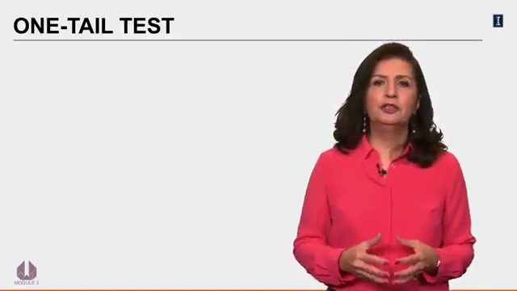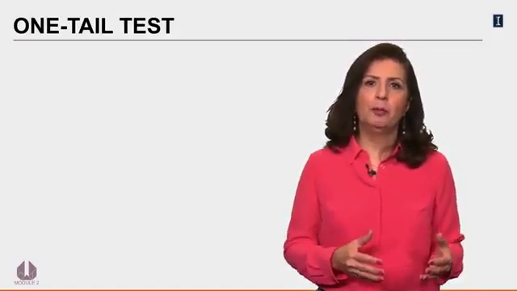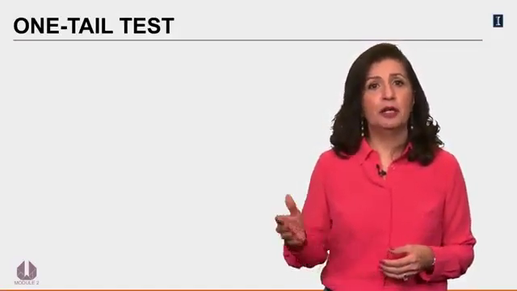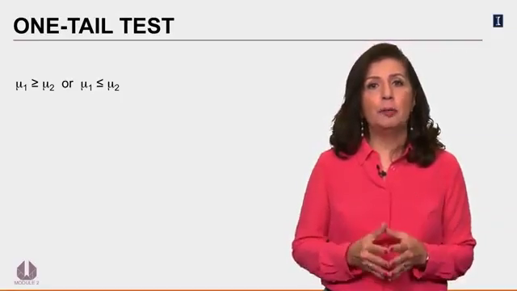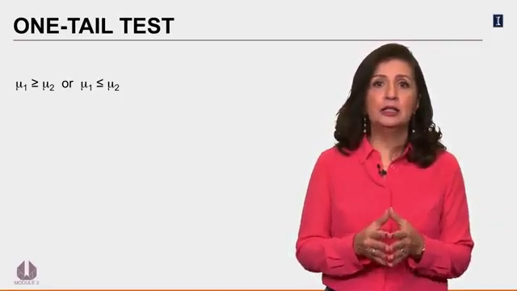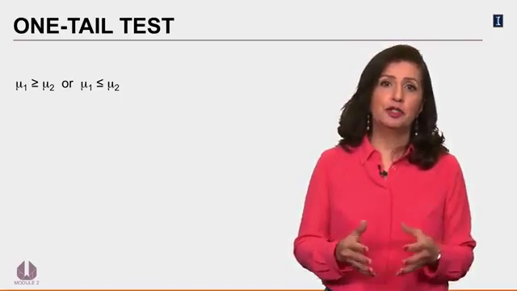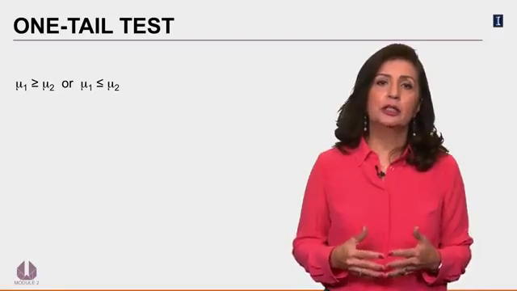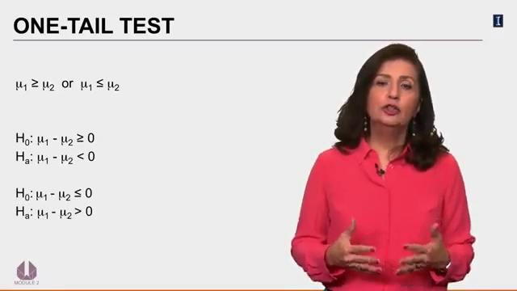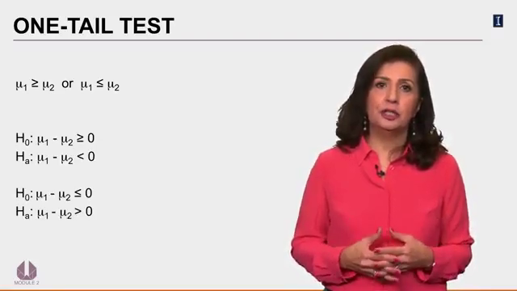There are times that we're interested in knowing if the mean of one population differs from the mean of another population in a certain direction. That would be mu of population 1 is greater than or equal to mu of population 2, or the other way around. In cases like this, we will be conducting one-tail tests. And the two possibilities are what you see here.